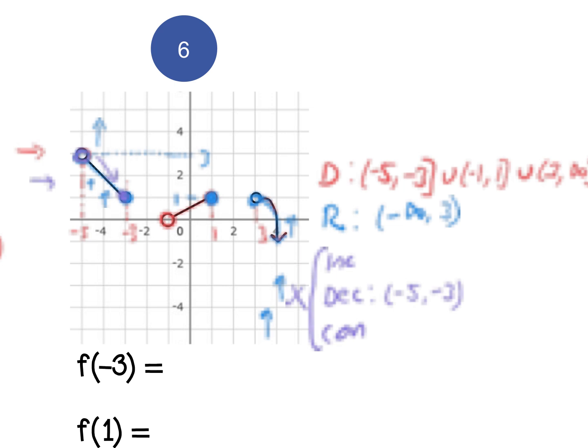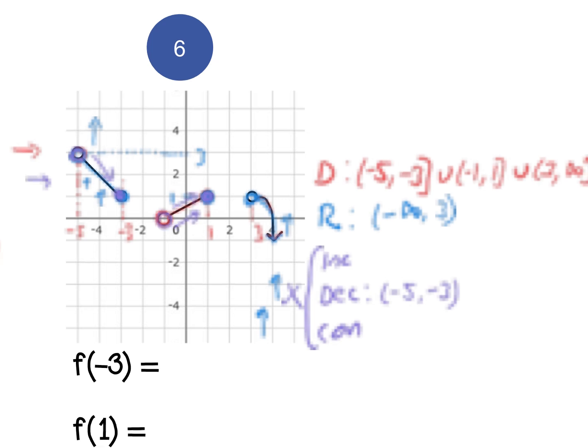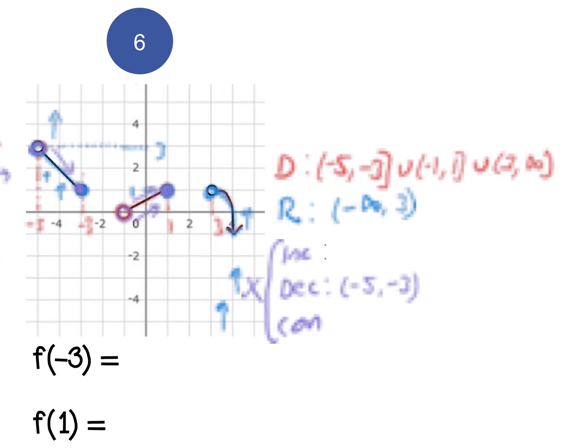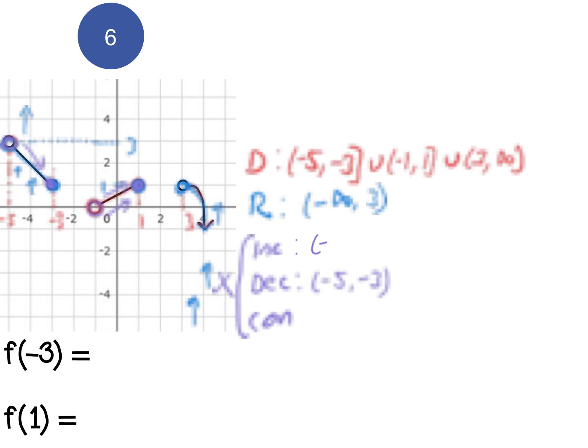Let's keep going. After this little gap, we're going to start again at this open circle, and then to get from this open circle to this closed circle, we're going to have to go up. Our function is going up. So that means we have an interval of increasing from -1 to 1.